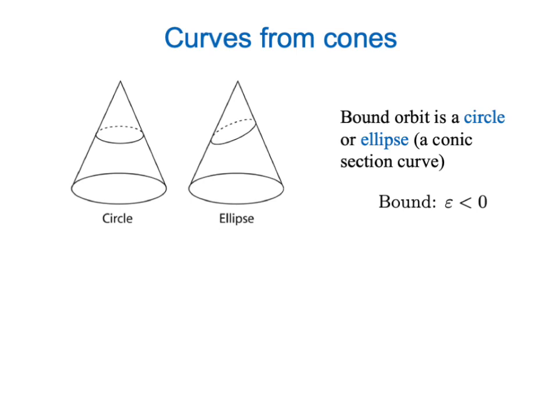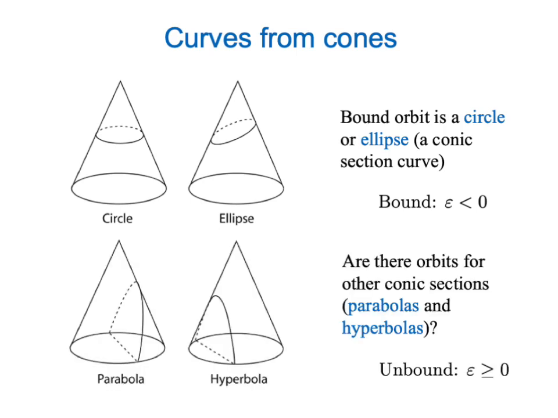So this raises an intriguing possibility. Maybe the trajectories of unbound satellites, the flyby trajectories and so on, are the other conic sections, the parabola and hyperbola that you get with an even more strongly tilted plane cutting the cone. These would be orbits for unbound satellites with energy greater than or equal to 0.